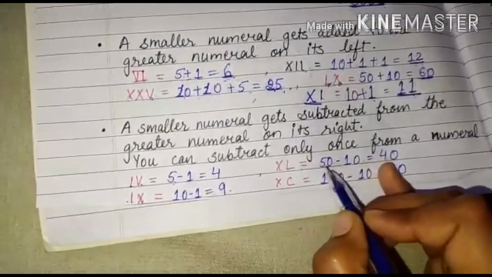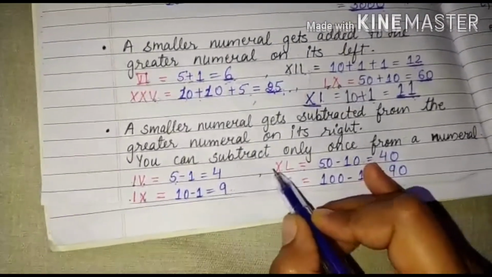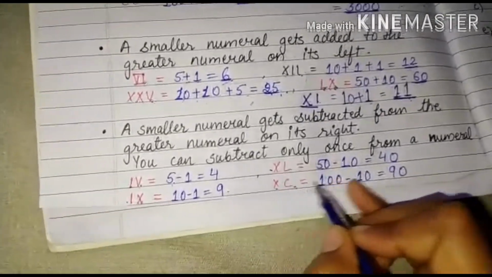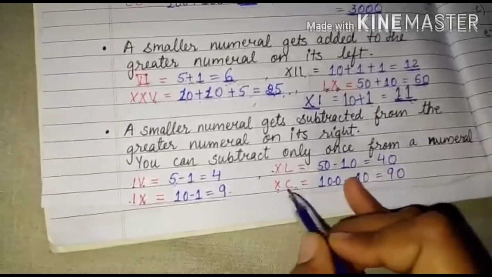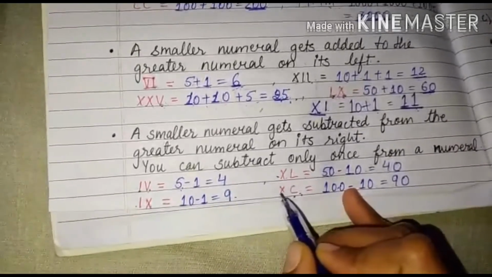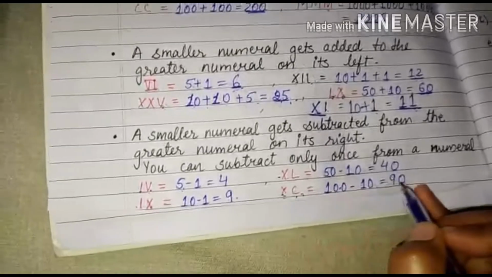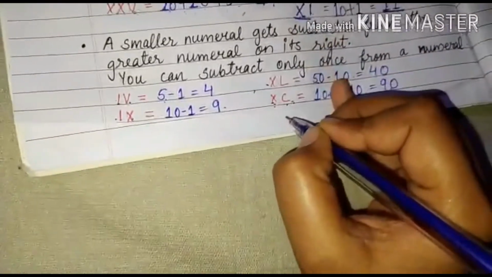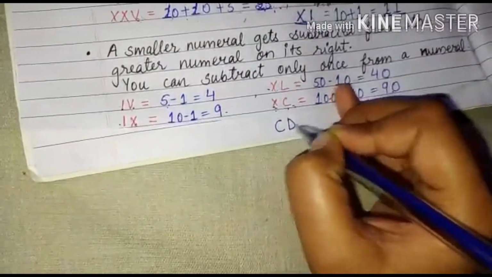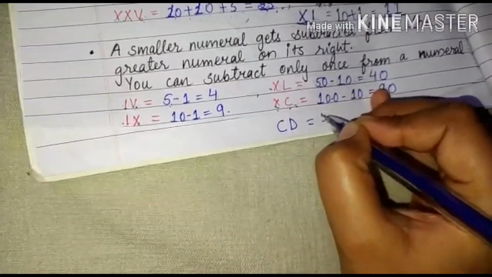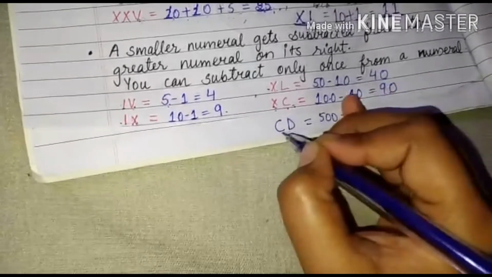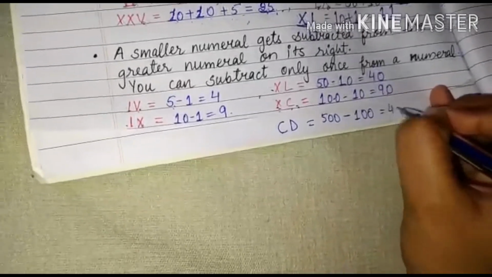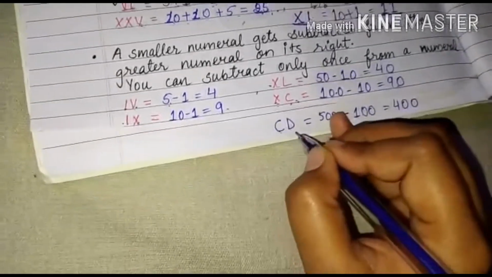XL. L is 50. 50 में से आप X minus कर रहे हो, that is 10 minus कर रहे हो, तो you will get 40. XC. C 100 होता है and X 10 होता है, तो आप क्या कर रहे हो? 100 में से you are subtracting 10 here, तो you will get 90. Okay, in the same manner, if you are using C and D, तो D क्या है? D 500 है और आप माइनस क्या कर रहे हो? C को. C यानी आपका 100 है. तो what will be your answer? 400. So 400 can be written as CD.